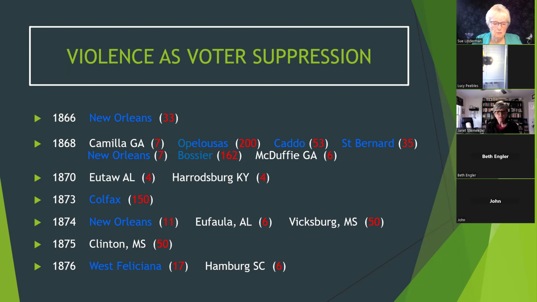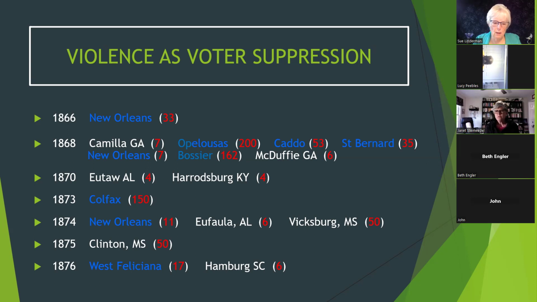In 1875, in Clinton, Mississippi, armed white mobs attacked the Black community after a political meeting, killing an estimated 50 Black people for daring to assemble in anticipation of asserting their voting rights.